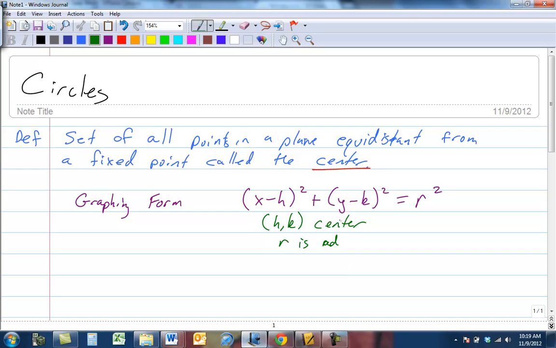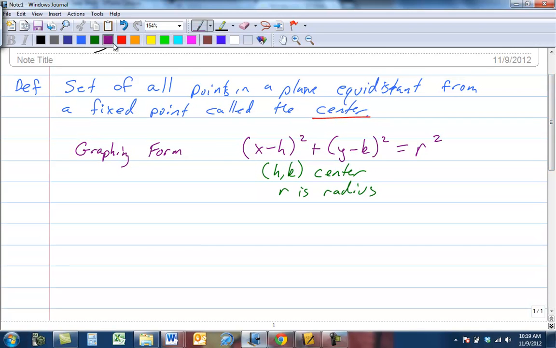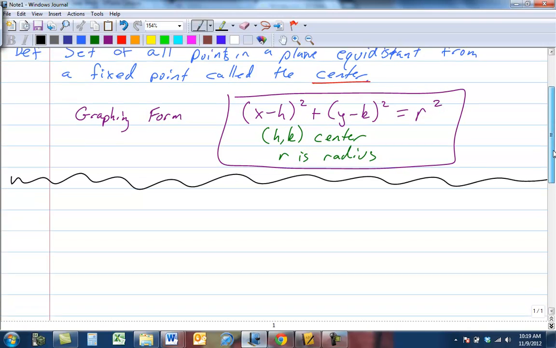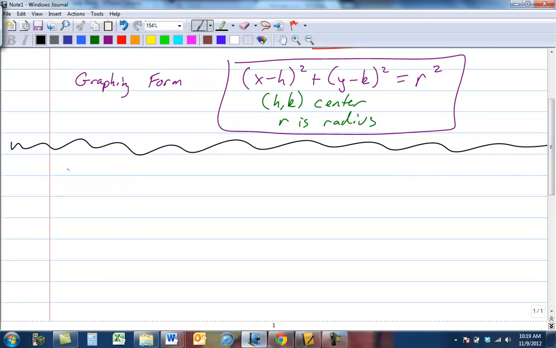R is the radius. All right, so this is the big important stuff, this formula here. We're going to do all sorts of problems with this. So let's do our first example. We're going to, really quick, determine the center and radius, then graph the given circle.